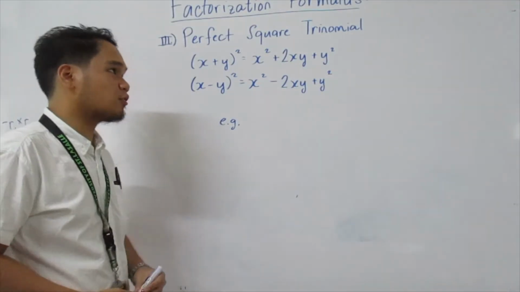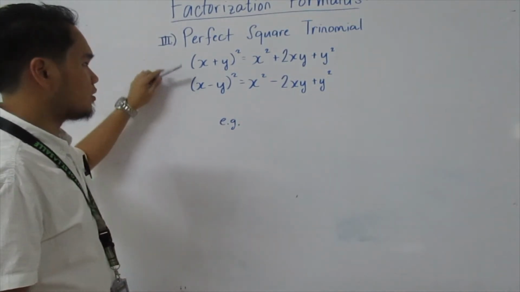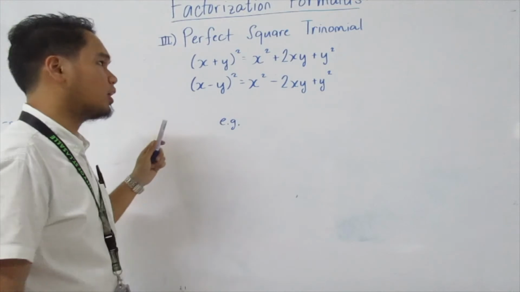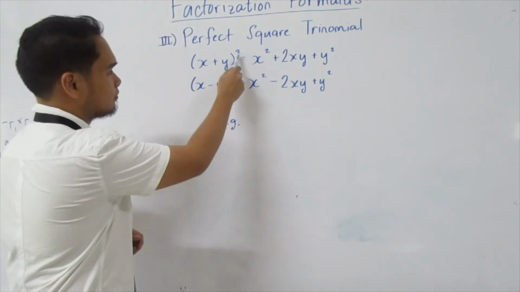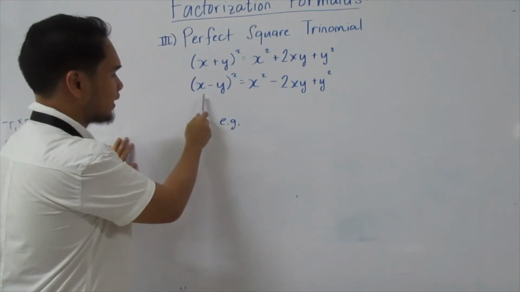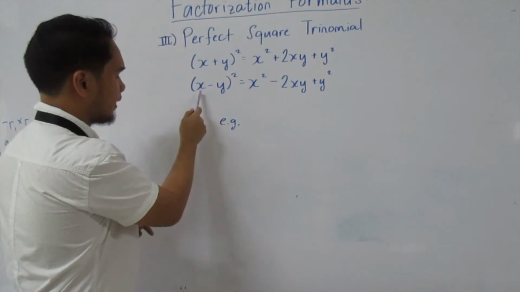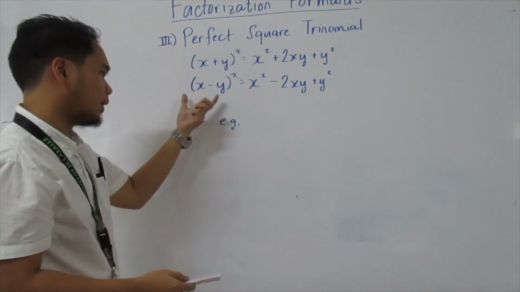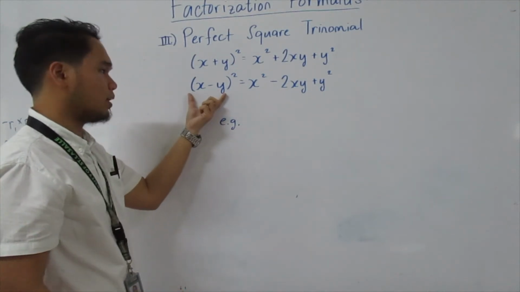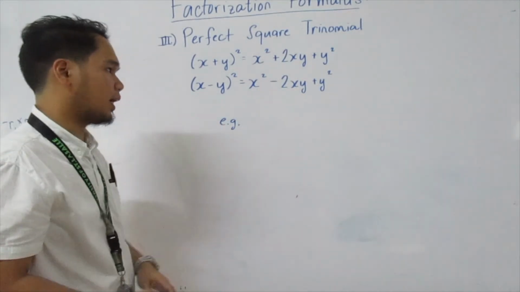So the third factorization formula that we'll know is the perfect square trinomial. So this is the formula. The difference from the factorization before is that the square is outside the parentheses. Imagine in the second formula, we have quantity x minus y quantity squared. But if the square is outside, then we're going to use this formula here. So just follow the formula, I won't stress that out.